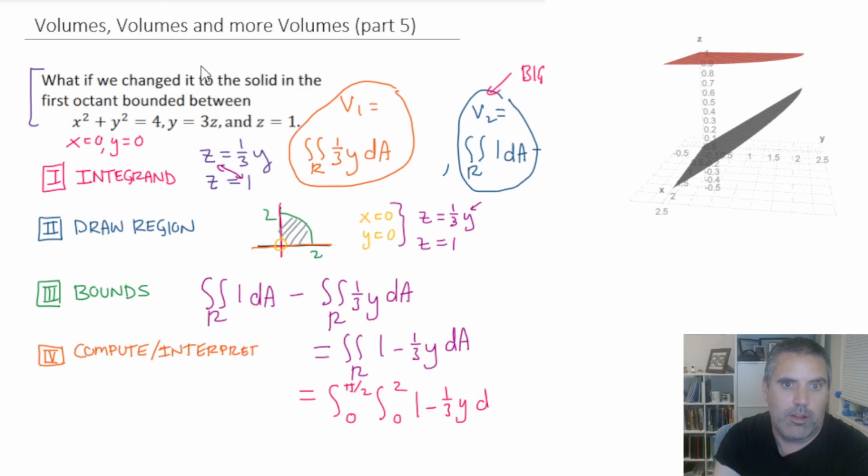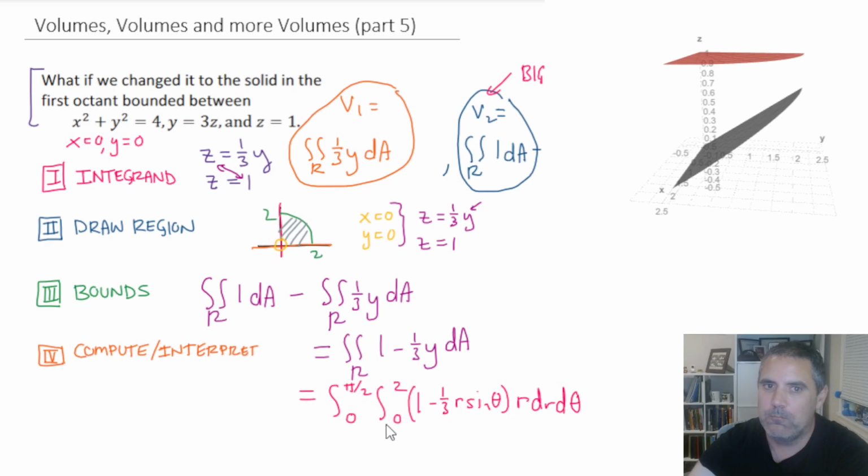Oh, not y, I switched to polar. 1 minus 1/3 r sine of theta. And then I would put, this is a disadvantage of putting them together, I would put parentheses here because you then need to do r d theta, and you need to multiply that whole thing. So at that point, then we're just computing.